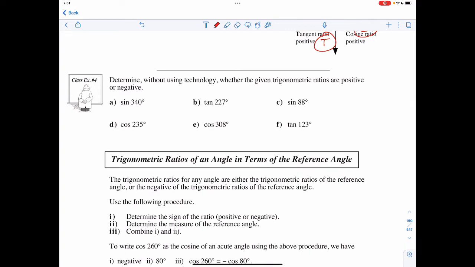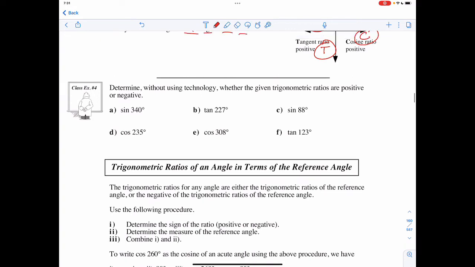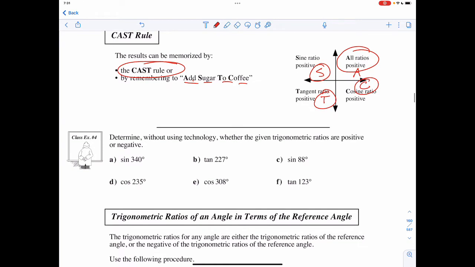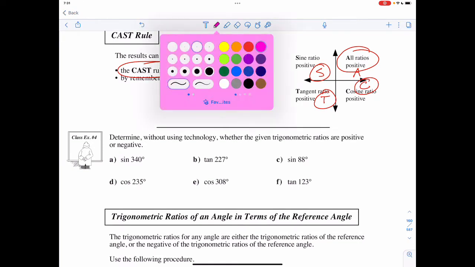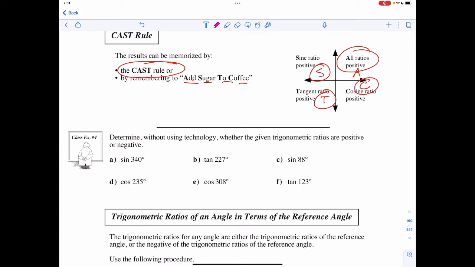So, determine without technology whether the given trig ratio is positive or negative. Sine of 340, well, that's going to be in quadrant 4. And in quadrant 4, only cos is positive, so it's going to be negative. Tan of 227. 227 is in quadrant 3. And tan is positive in 3.